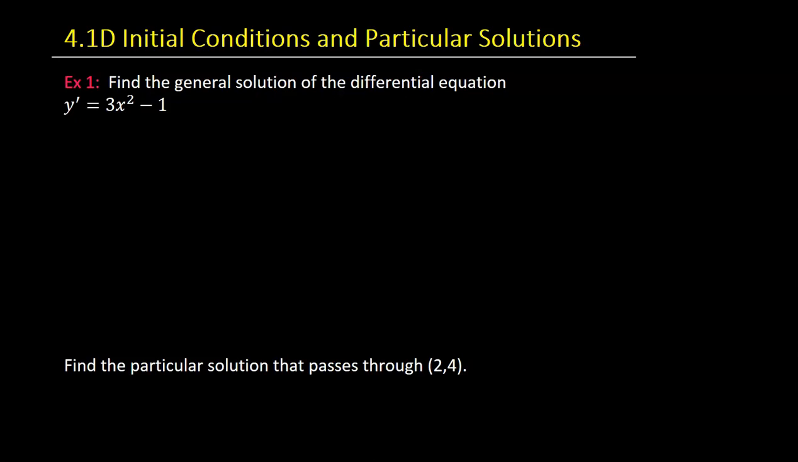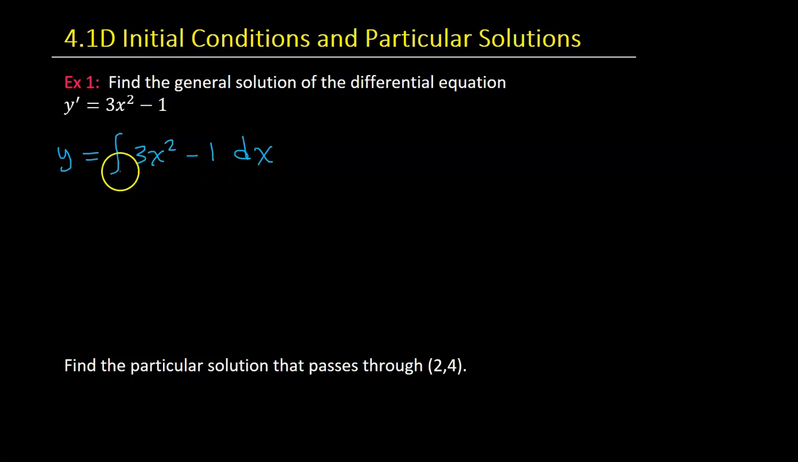This is a differential equation because of the y prime. Solving this means getting y by itself, so we need to reverse the differentiation. In other words, we must find the antiderivative. And that is the same as finding the integral of 3x squared minus 1. So the solution y is going to equal the integral of 3x squared minus 1 dx.